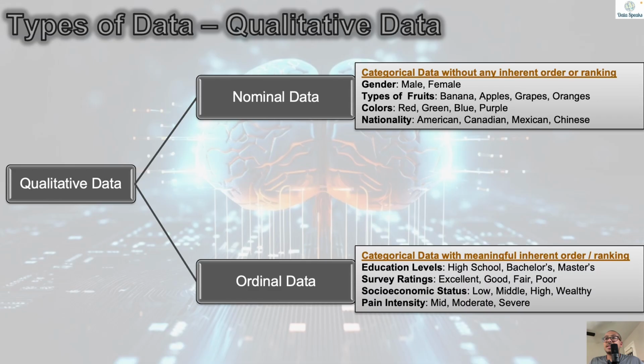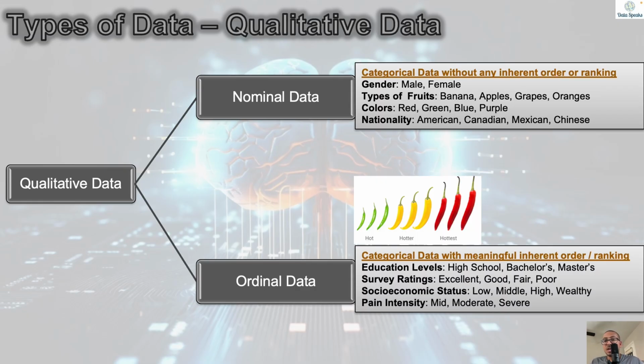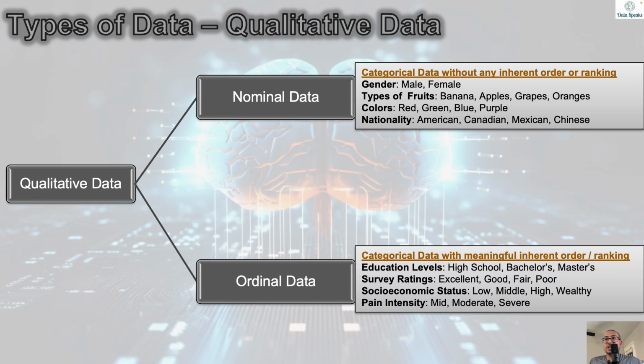You can see by the word itself, ordinal data is categorical data, but with a meaningful inherent order or ranking. For example, you can think of the education level: high school, bachelor's degree, master's degree, PhD, and so on. We know that the PhD comes after the master's degree, which comes after the bachelor's degree, which comes after the high school, and so on. There is an order, there is a ranking of the education system.